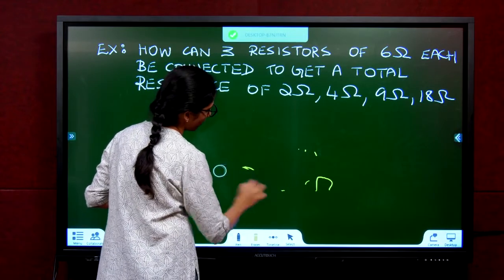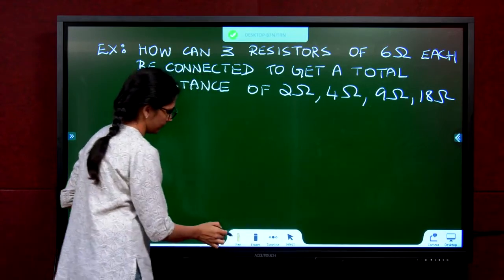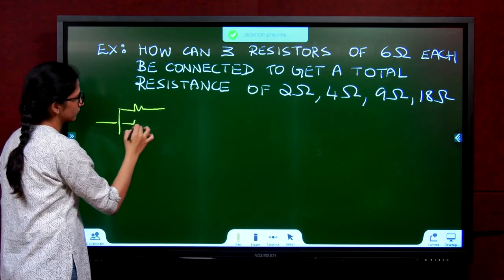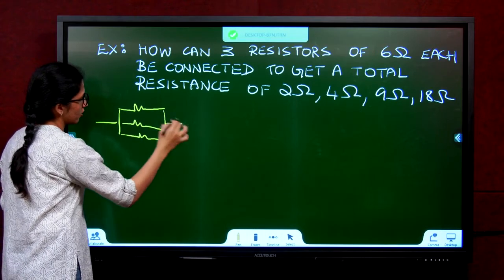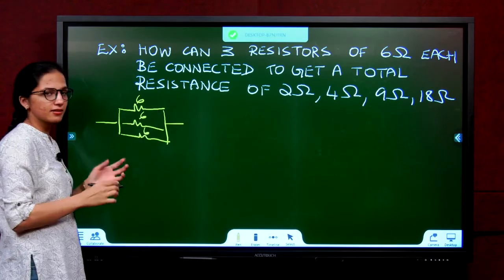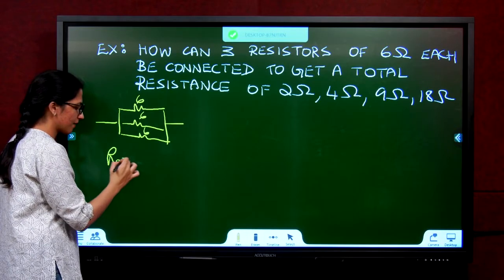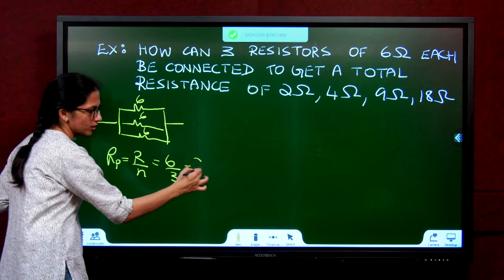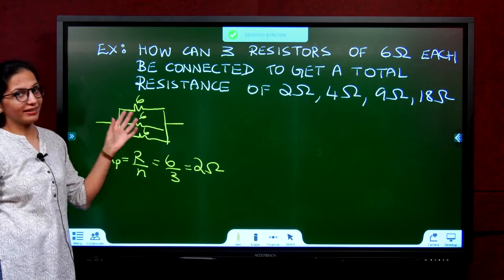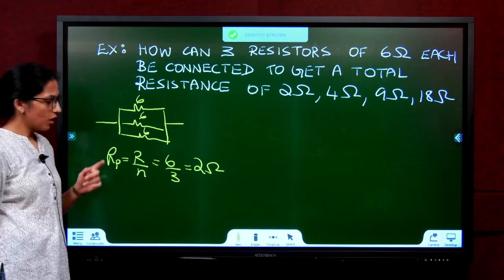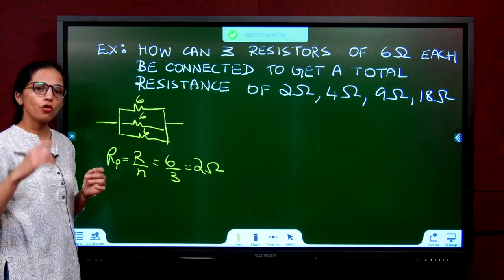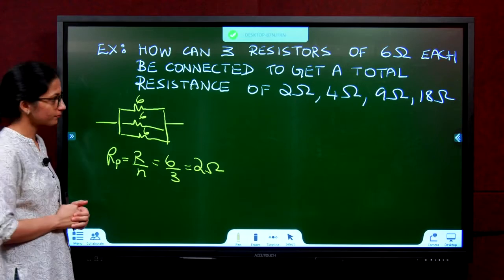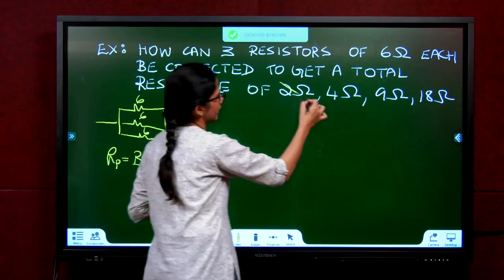So first we will go for parallel combination. When I go for parallel, all are 6. There are 3 resistors. You can use the direct formula Rp is R by N because all are 6 each. N is 3. What's the total resistance? 2 ohm. So if I connect them in parallel, I get 2 ohm. You don't have to use this formula. You can also go for 1 by Rp is 1 by 6 plus 1 by 6 plus 1 by 6. You will get the same answer. So 2 ohm is satisfied.